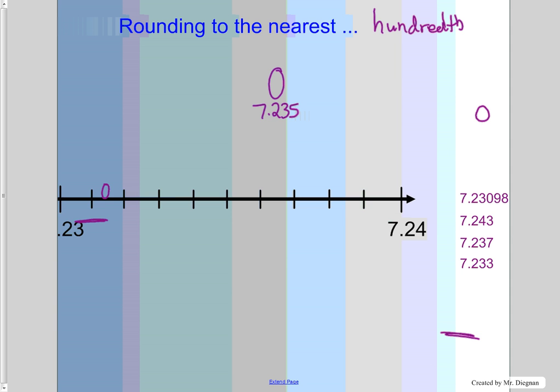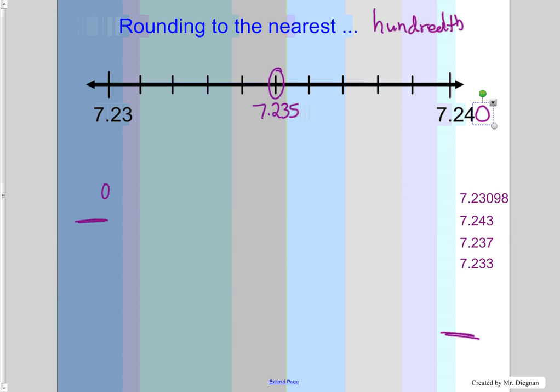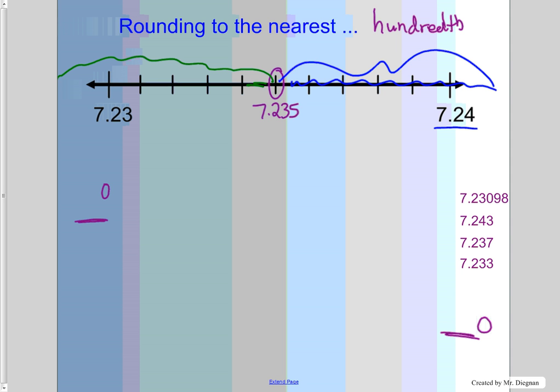Once I know the middle point, the next thing I want to do is figure out what's going to happen. The reason for finding that middle is because now I know everything up here in that blue area is going to round to 7 and 24 hundredths. Everything down here in the green area, what comes before the 7 and 235 thousandths, is going to round to 7 and 23 hundredths. Let's take a look at an example.